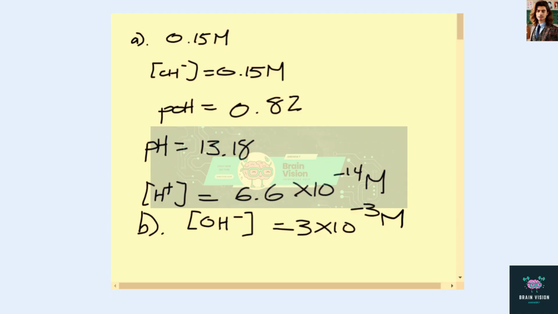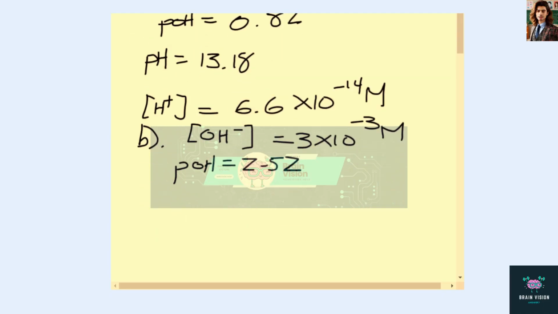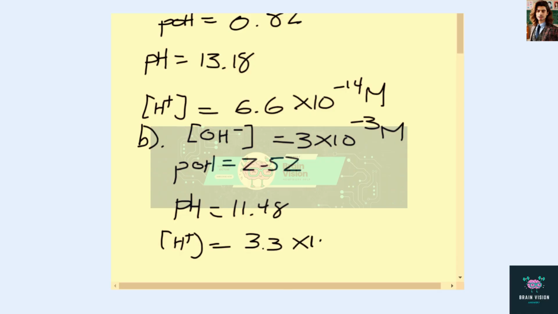And our pOH, the negative log of that, is equivalent to 2.52. Our pH is 14 minus that, which is 11.48. Our concentration of H plus, 10 to the negative pH, is equivalent to 3.3 times 10 to the negative 12 molar.